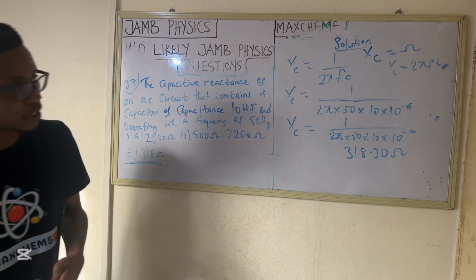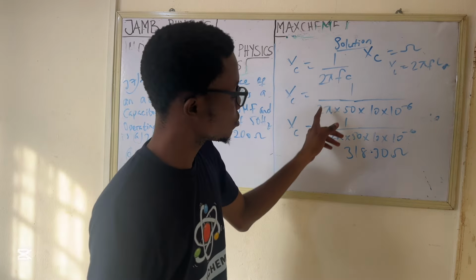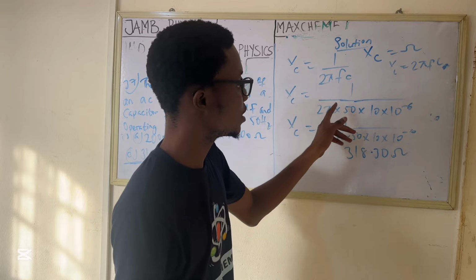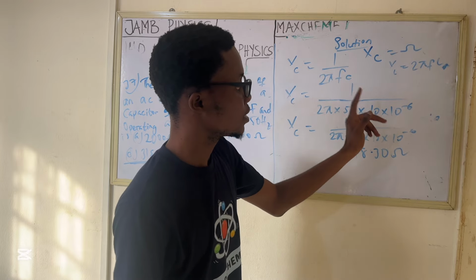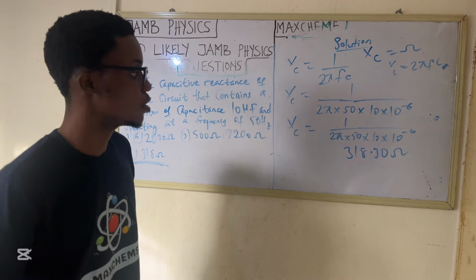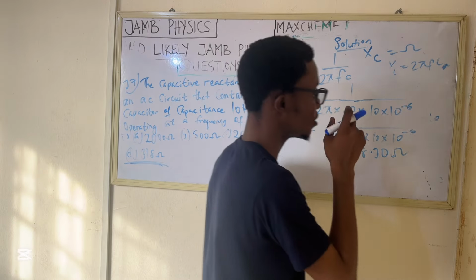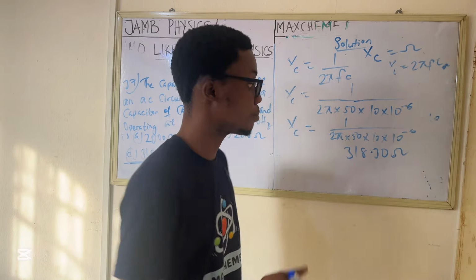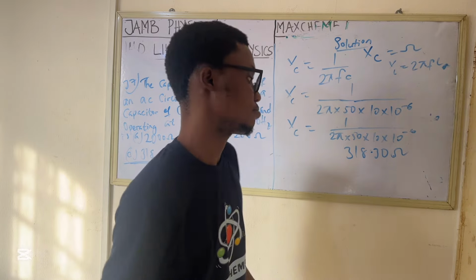318 ohms. That is 2 pi. It is 2 times 22 over 7 times 50 times 10 times 10 raised to power minus 6. So if you do that using your calculator, you arrive at 318.30 ohms, approximately 318.